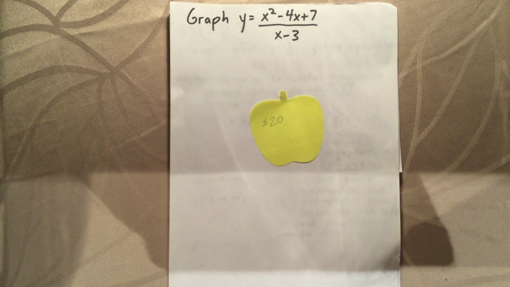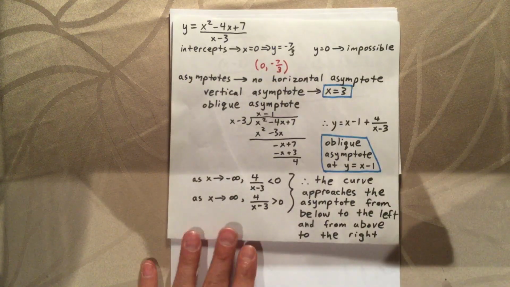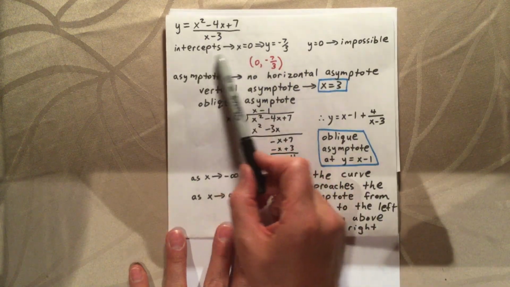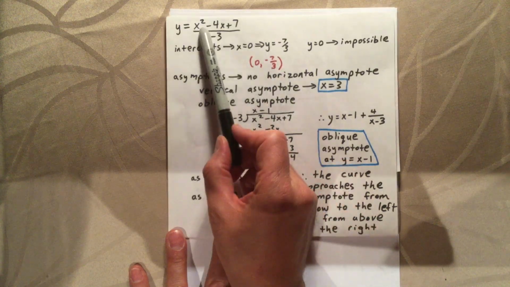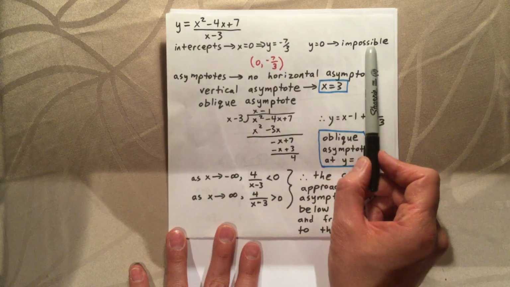In this question, we're going to graph the curve y equals (x squared minus 4x plus 7) over (x minus 3). Well, we can start by looking for intercepts. When x equals 0, y is equal to negative 7 over 3. And y equaling 0 is impossible.